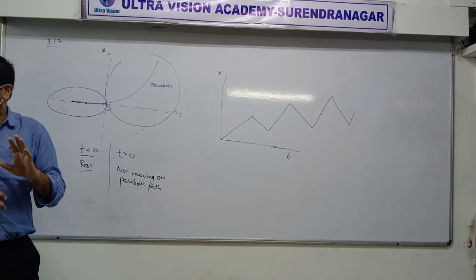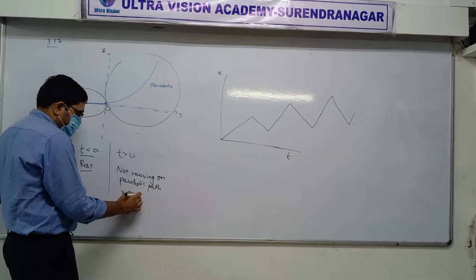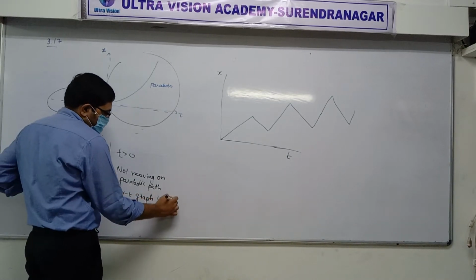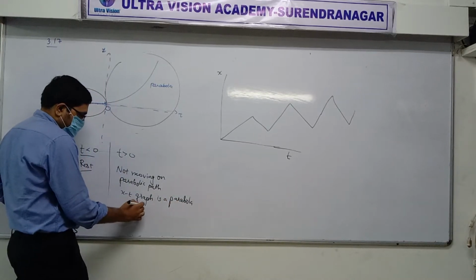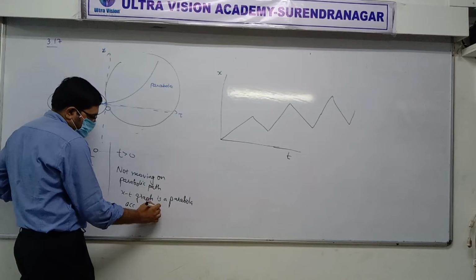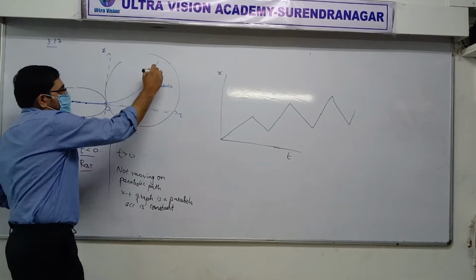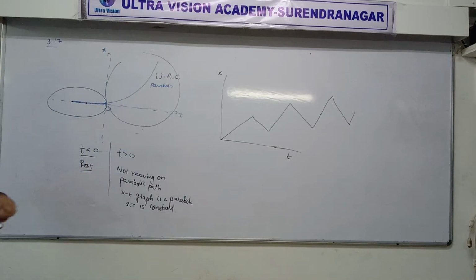So in fact, the x-t graph is a parabola. What does that mean? The acceleration is constant or uniform. The motion is uniformly accelerated. Okay.